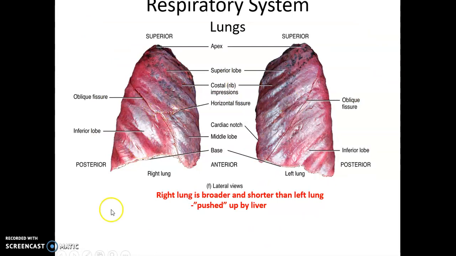Here's just another view of the two lungs. As you can see, the right lung is a little bit broader and shorter than the left lung. And this is because of the liver. The liver is a very large organ on the right side in the abdominal cavity, and it pushes up into the thoracic cavity a little bit, requiring the right lung to be broader and shorter to make room for the liver. However, the overall volume in each lung is about the same.